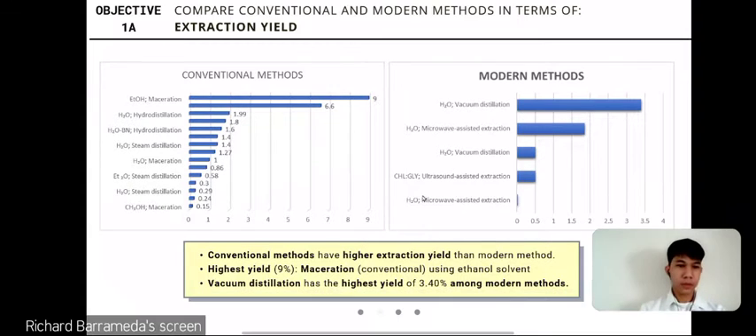For the results, Objective 1A shows the comparison between conventional and modern extraction methods in terms of extraction yield. In conventional methods, maceration using ethanol solvent obtained the highest yield of 9%, followed by maceration using hexane solvent with 6.6% yield. Modern methods, on the other hand, acquired the highest yield of 3.40% using vacuum distillation, followed by microwave-assisted method having 1.85% yield. Generally, conventional methods produced higher extraction yield compared to modern methods.